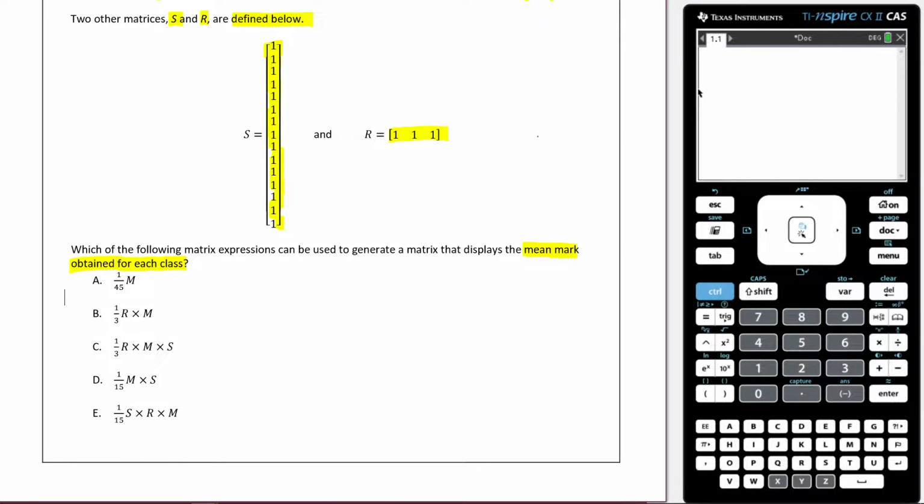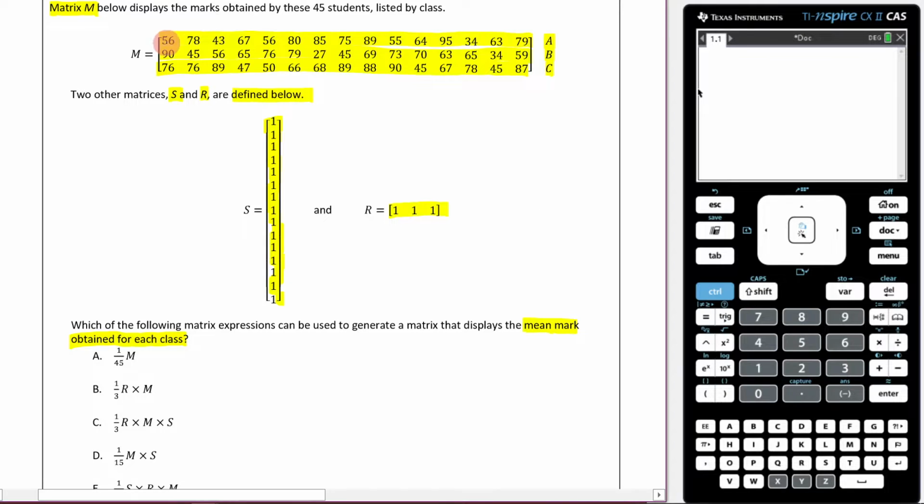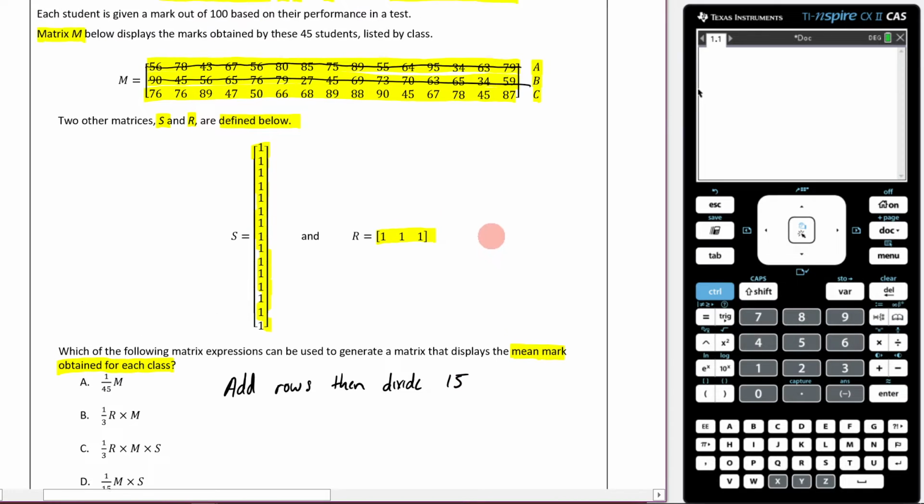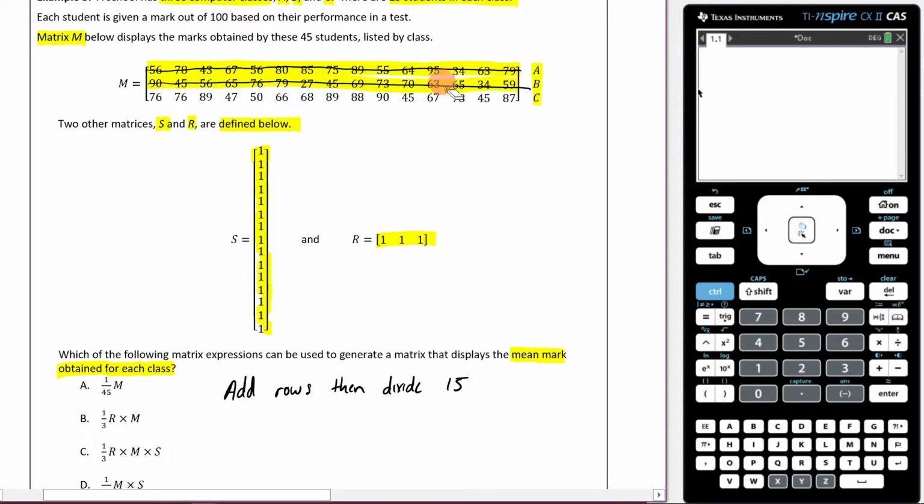Well, to find the mean mark, what we're going to have to do is add up the total mark of each class. So we want to add the rows, because that will give us the total amount for the class. Then we want to divide by how many students there are in each class, and there are 15 in each class. Okay, so what does that mean? That means I want to add the rows.